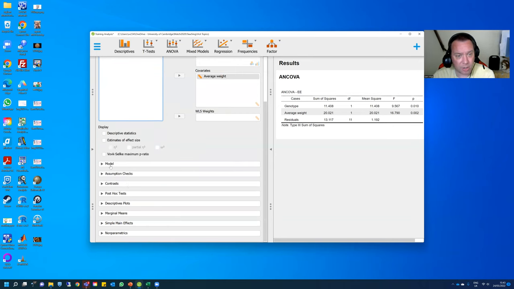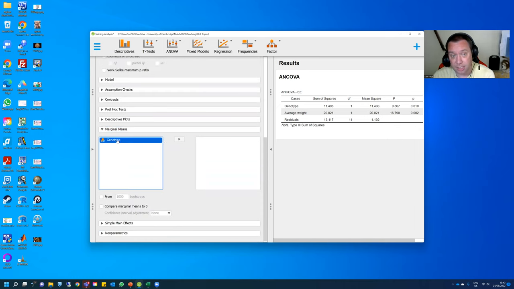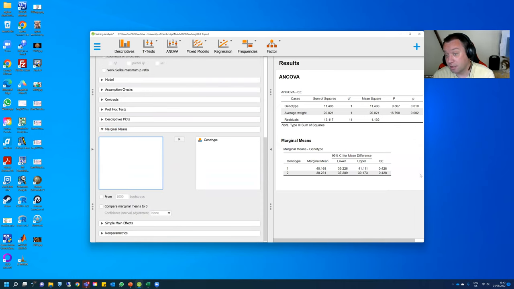And then we can go to our marginal means tab, select genotype, bang, just go across, and now we have our marginal means, which is our energy expenditure, and that is at the average body weight of all the animals. So 40.16 and 38.23. So that's that simple. And this is the data you can output.